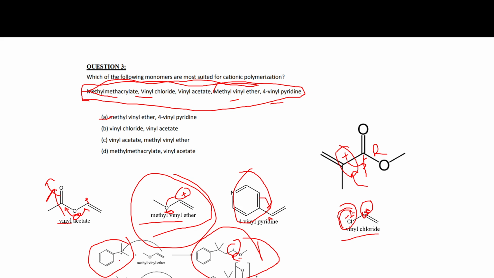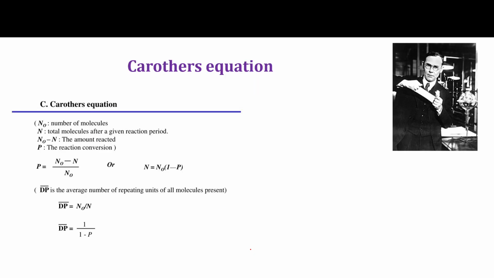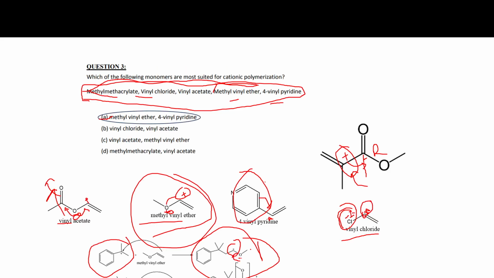So to stabilize that carbocation, we need some group which has a plus R effect or plus I effect, or some benzene or aromatic group present beside the carbocation. That will stabilize your carbocation and be suitable for cationic polymerization. So our right answer will be methyl vinyl ether and 4-vinyl pyridine. So you know about that. Did you understand up to this?